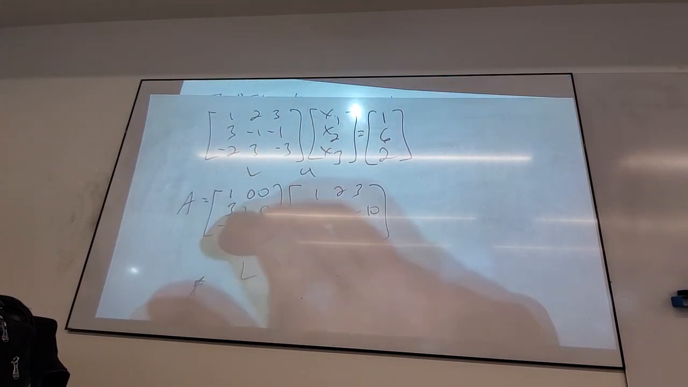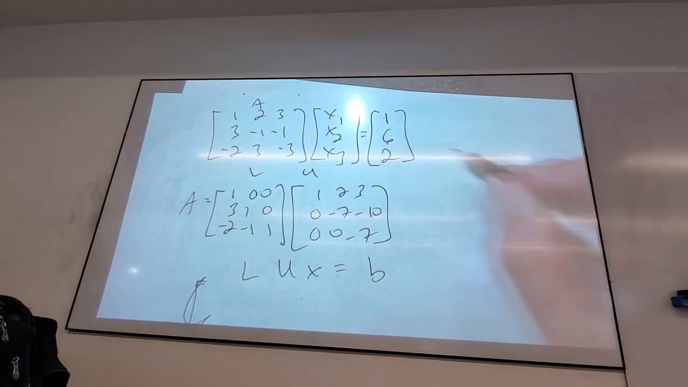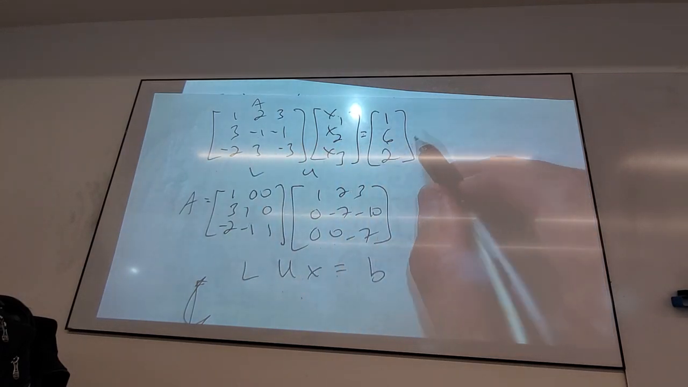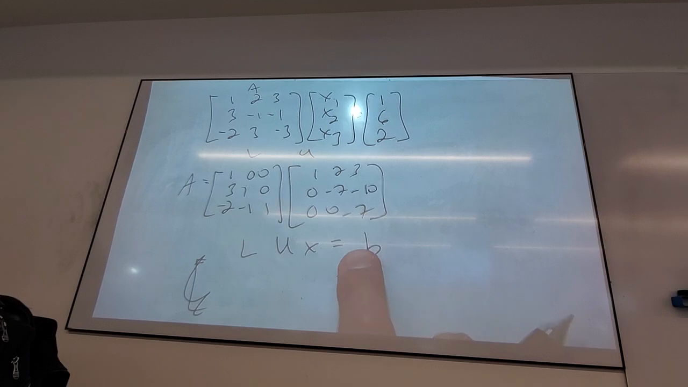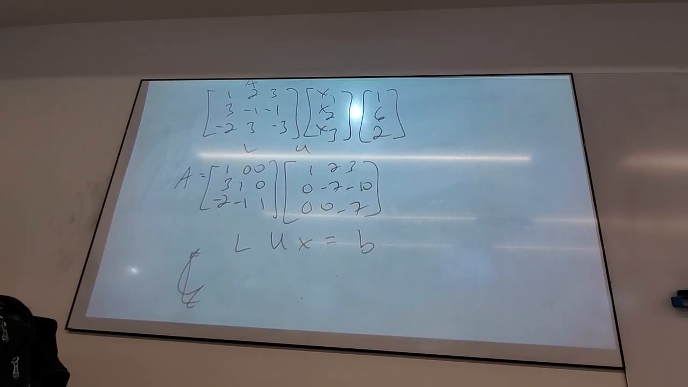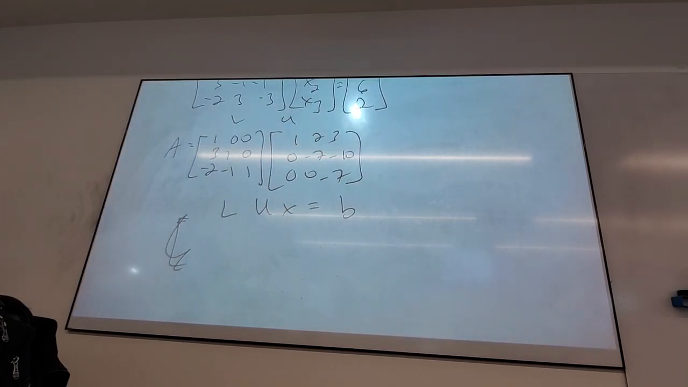Okay, so we factored A. This is A, yes? Right here, this is A. So this is AX equals B. We factored A as LU. So now I can write it as LUX equals B because A is LU.